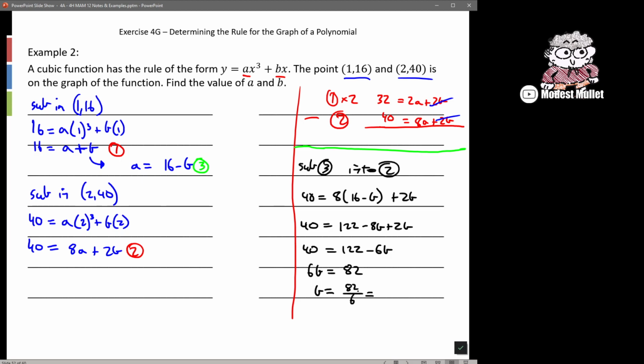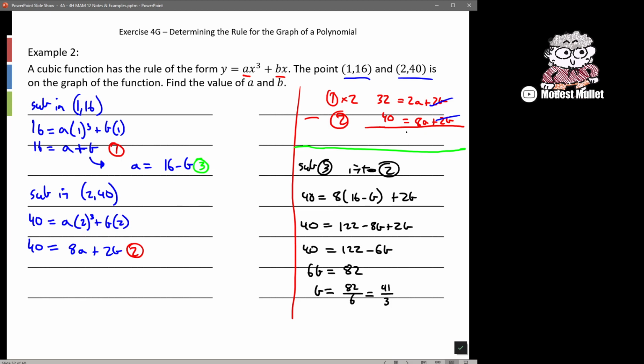Which is... That's not nice. Let's start simplifying it. 82 can give me 41 on 3. Now I may have made an error somewhere here with my algebra, but we'll go with that. Yeah, we'll go with that. That's the b in fraction form.